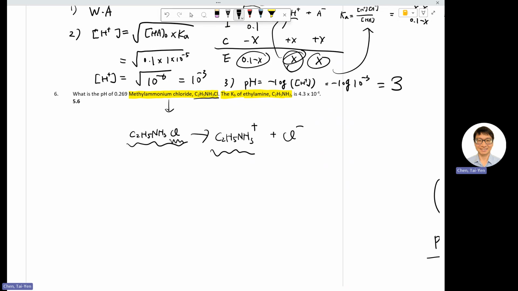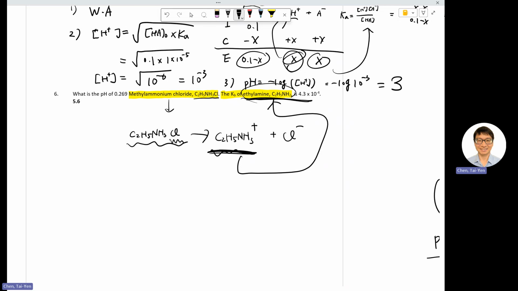Now tell me, what is this guy? Is this the same as this? They are not the same. How are they different? One extra proton. The main difference is that the species we are interested in has one extra proton than this guy, where we know the Kb. So now tell me, what is the solution that we have?